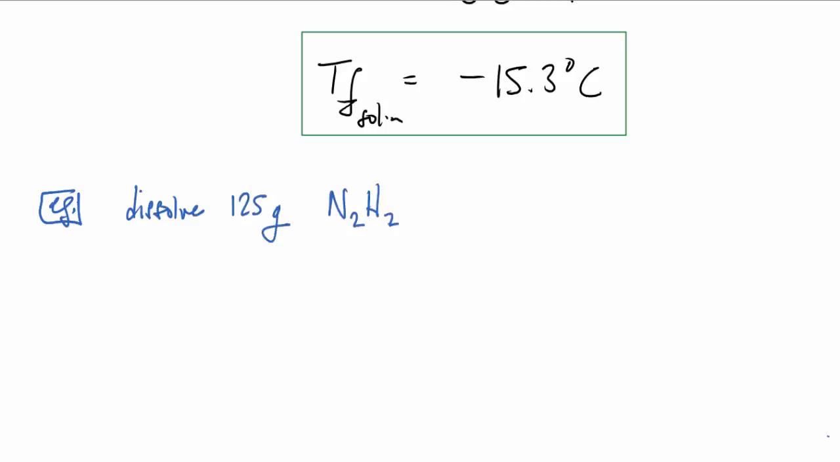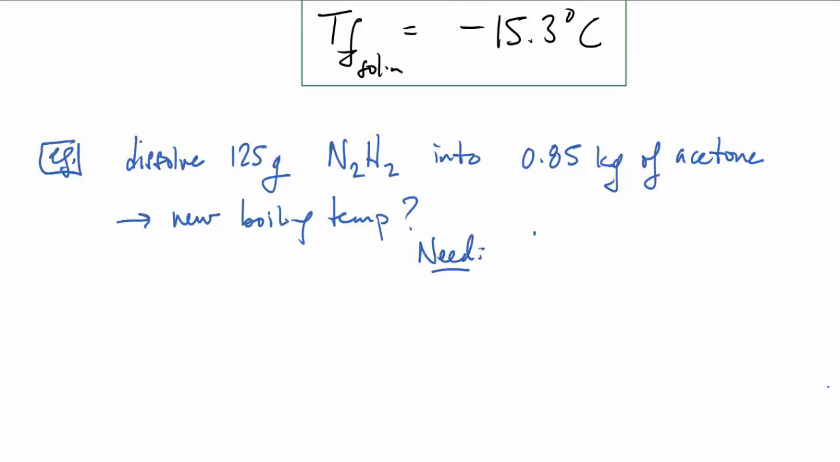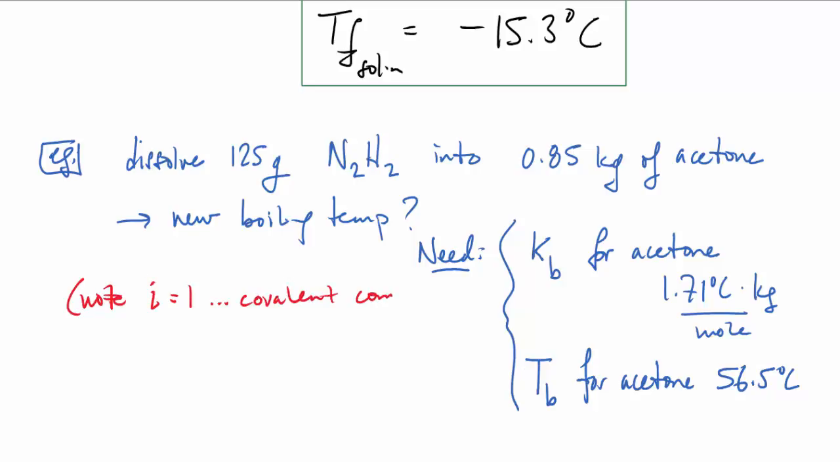Here's another example. We're going to dissolve now 125 grams of N2H2 into 0.85 kilograms of acetone and ask for the new boiling temperature of this solution. Now we're going to need the Kb for acetone, the boiling temperature elevation constant, which is 1.71 degrees Celsius kilogram per mole, and the boiling temperature for acetone pure is 56.5 degrees Celsius. Notice that i is equal to 1 here. There's a covalent compound in a non-polar solvent, so there'll be no dissociation.